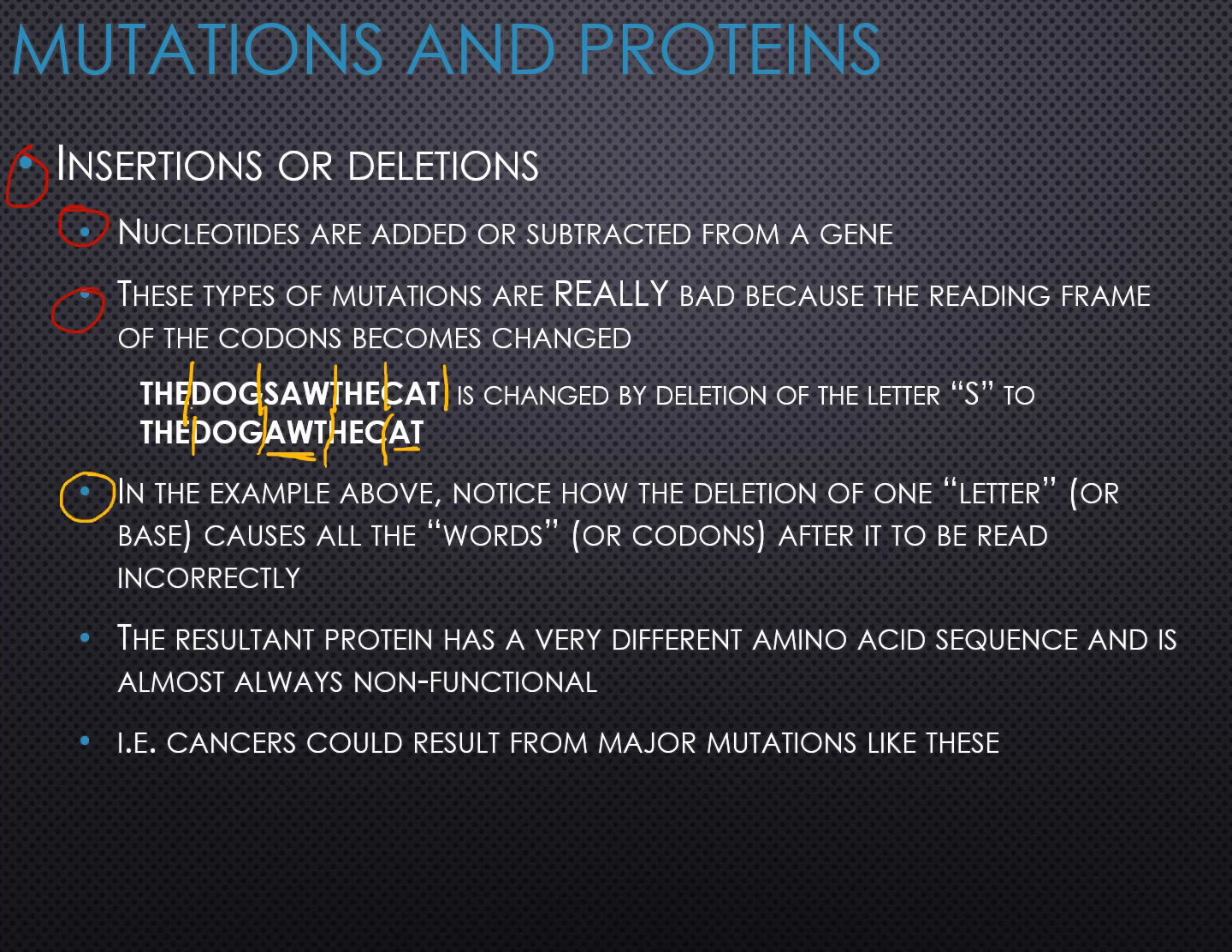So in the example above, notice how the deletion of one letter or base causes all the words or codons after it to be read incorrectly. The resultant protein has a very different amino acid sequence and is almost always non-functional. Sometimes this can also result in the production of a stop codon somewhere down the line from the deletion or insertion mutation. And of course, that'll also be really serious. Cancers can be a result of major mutations like these.